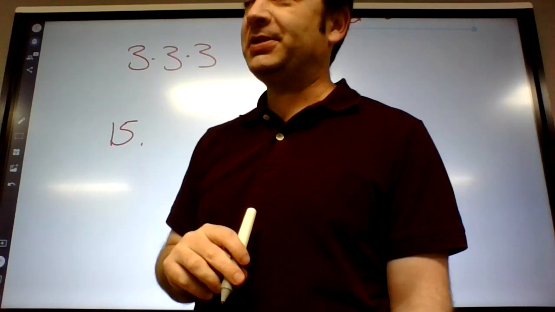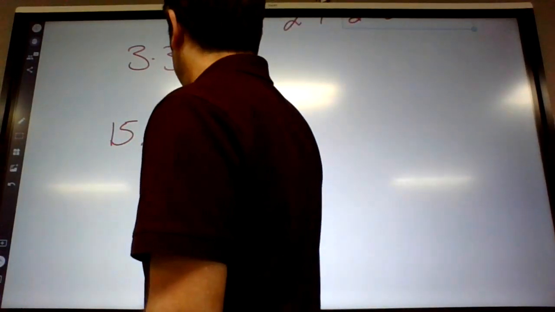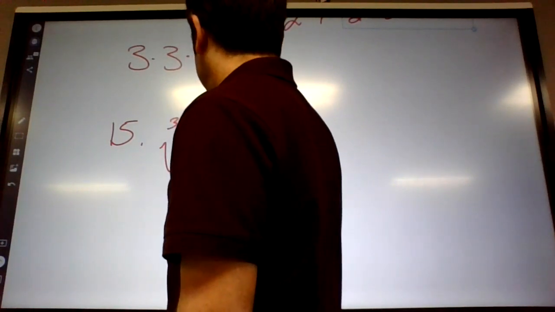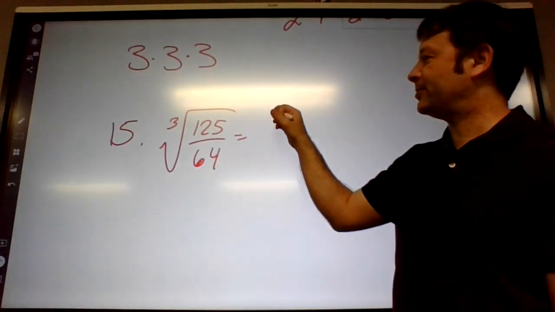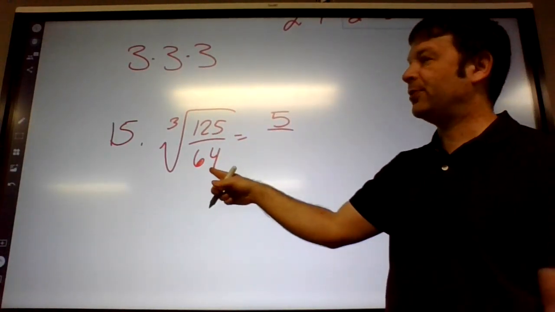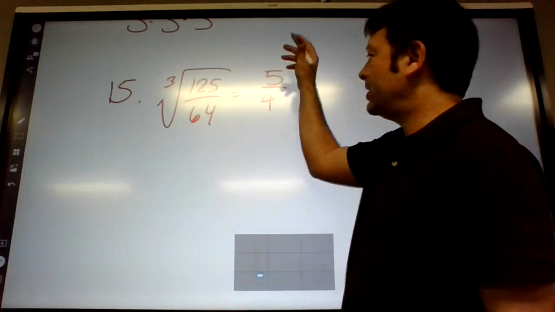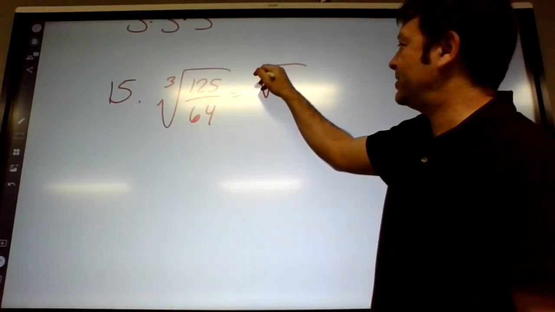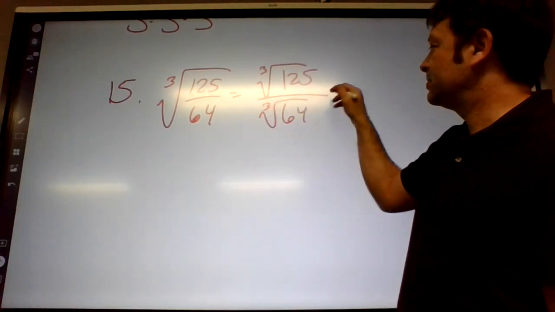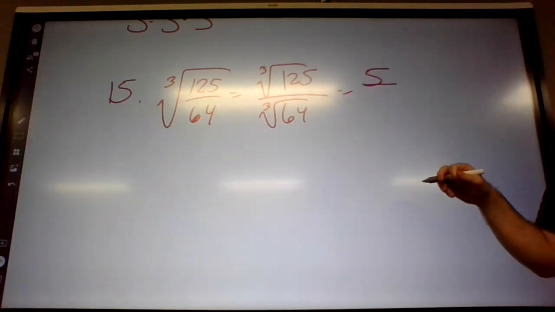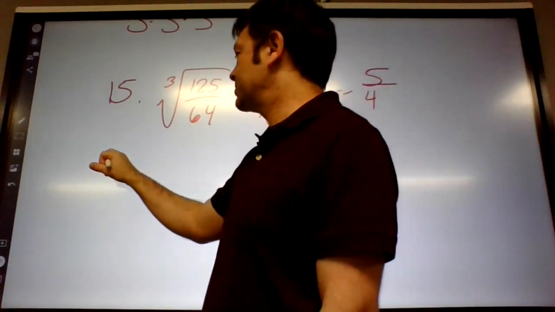So, based on what we just said, Davin, what's the cube root of 125? We just looked at both of these. The cube root of 125 we just talked about was 5. Cube root of 64, we did that before we started. Okay, so when they're fractions, you just treat it like two separate things. Cube root of 125 is 5. Cube root of 64 is 4. So that's 5/4.